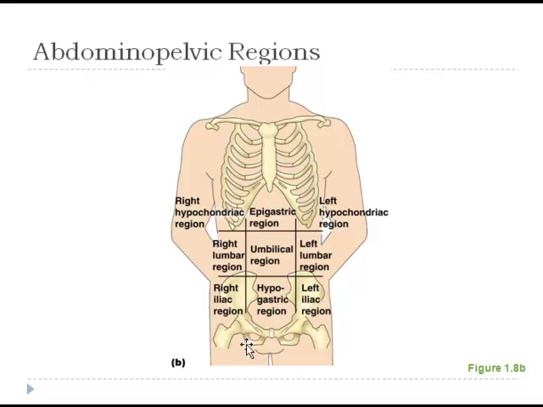The right hypochondriac, hypo meaning up, hypochondriac region, epigastric, epi meaning middle, left hypochondriac region. You have the right lumbar region, umbilical region. If you think back to the directional terms, we had the lumbar region as one of the regional terms on the body. The left lumbar region, the right iliac referring to the pelvic bone there, hypogastric region, and then the left iliac region. And those are the different regions of the body.